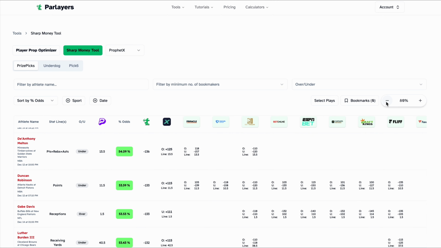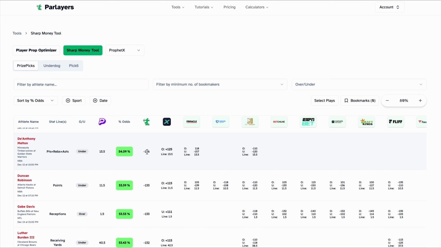We got D'Anthony Melton from the Warriors game here, under 13.5 points, rebounds, assists. His over, you see here, is plus 125. It's being offered at plus 125 odds. Very unlikely to hit because it's a high plus line. So the sharp bettors that are offering this line want to be putting their money on his under here, which is the favorite play by Parlayers.